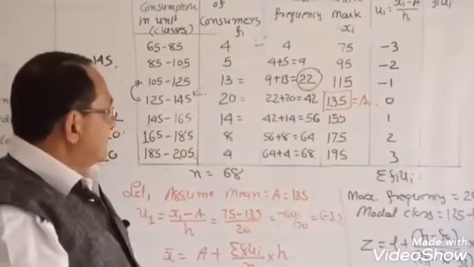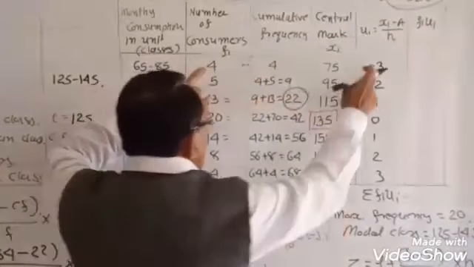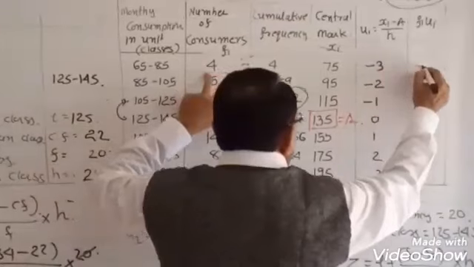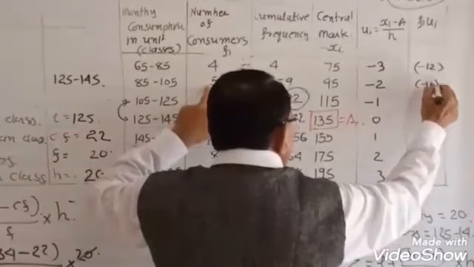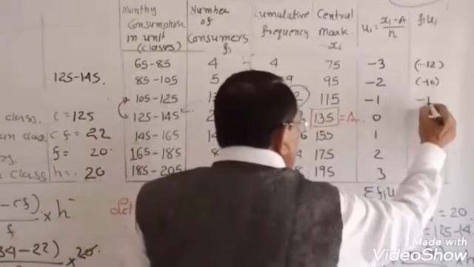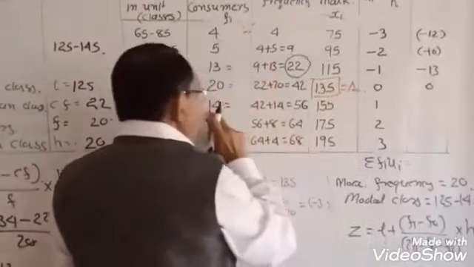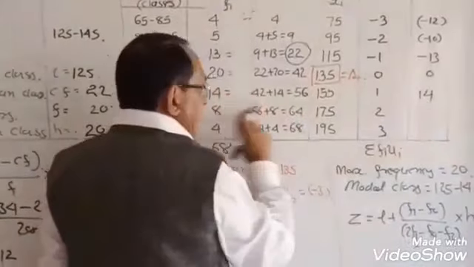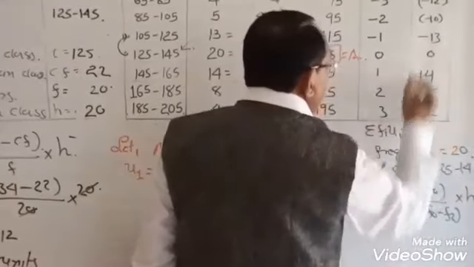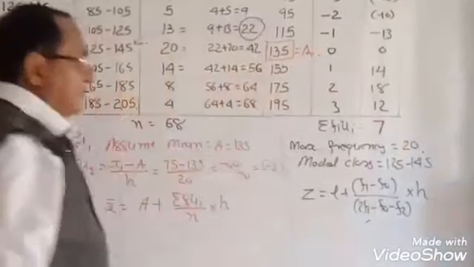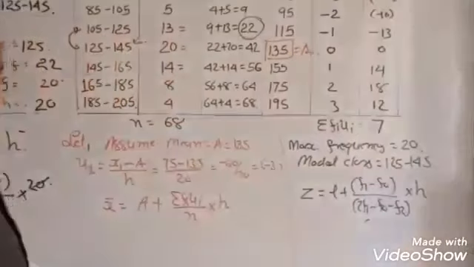You know it. Now fi ui. Fi this one, ui this one. 4 times minus 3, minus 12, 5 times minus 2, minus 10, 13 times minus 1, minus 13, 20 zeros are 0, 14 ones are 14, 8 twos are 16, 4 threes are 12. Sigma fiui, add all these, find the difference, you will get the answer 7.